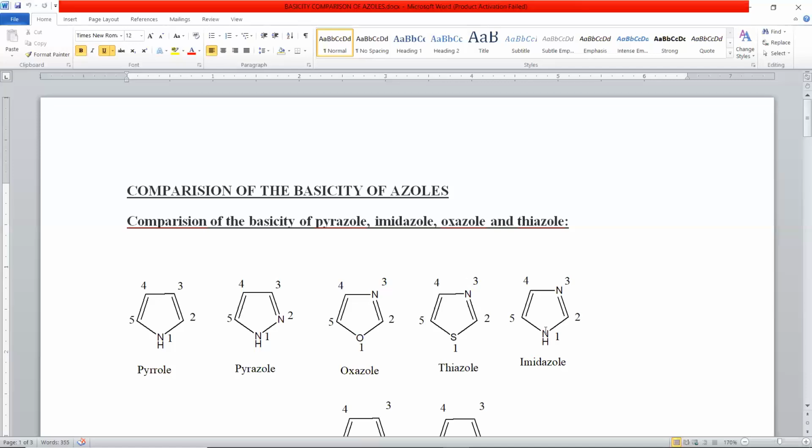So this nitrogen contains a lone pair of electrons in a p orbital, whereas this nitrogen contains a lone pair of electrons in an sp2 hybrid orbital. The lone pair of electrons present in the p orbital is involved in forming the aromatic sextet to make imidazole aromatic. The lone pair of electrons present on the sp2 hybrid orbital is not involved in the aromatic sextet, and this nitrogen is more basic. Nitrogen in position 3 is more basic than the nitrogen in position 1 in imidazole.